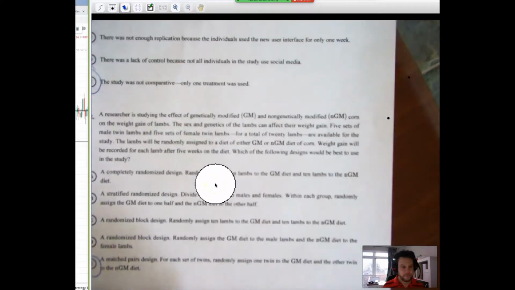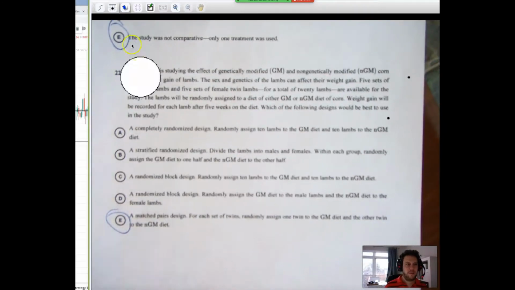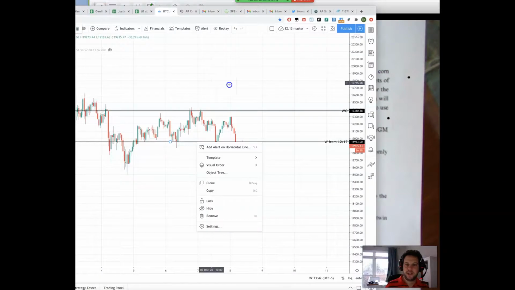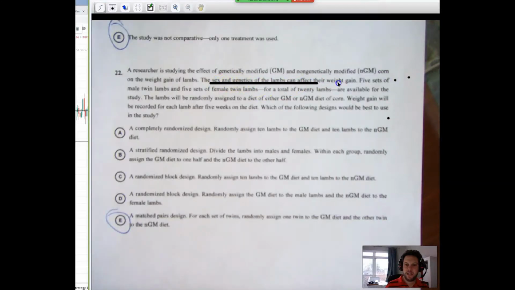One more. 22. So if I remember right, this is matched pairs. Okay, sex and genetics of the lambs can affect their weight gain. 5 sets of male twin lambs and 5 sets of female twin lambs. Okay, so we think sex and genetics matter, and then they tell us conveniently we have male twins and female twins. So we're going to make 10 blocks.